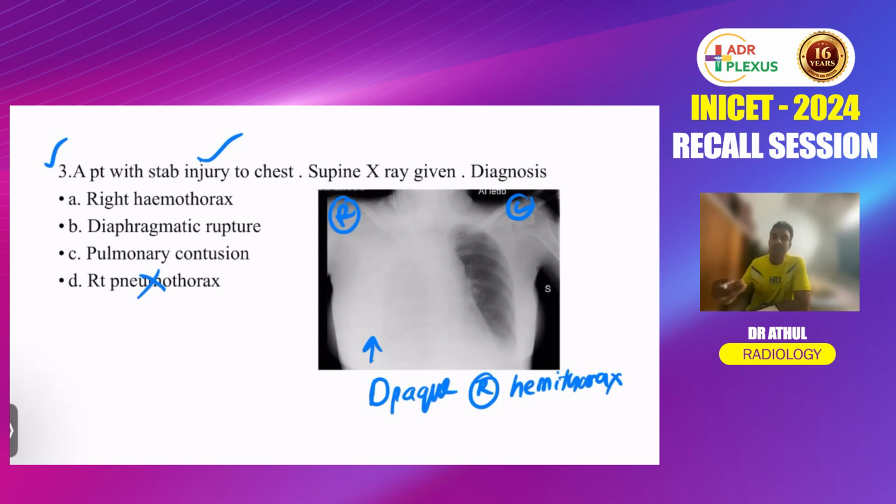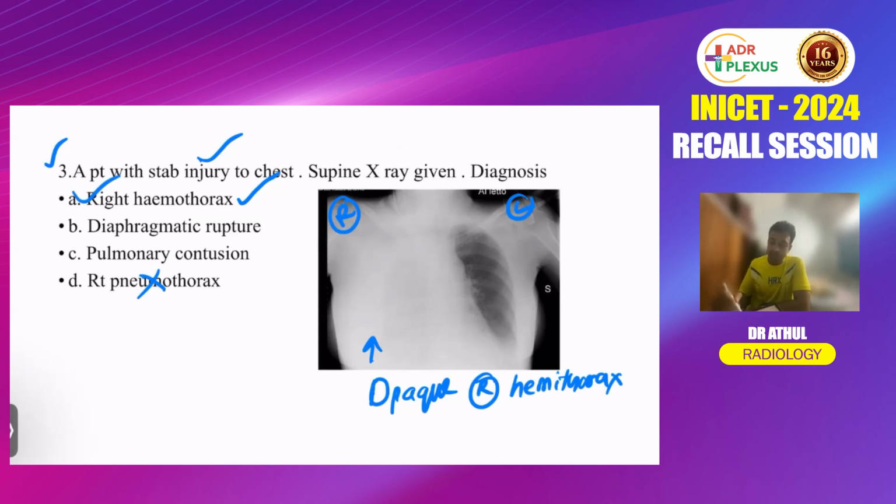What will be seen as opaque hemithorax? When there is fluid or when there is blood filling one hemithorax, you will be able to see opaque right hemithorax. So this is a complete or massive right hemothorax or right pleural effusion causing opaque right hemithorax. Okay, so the answer is right hemothorax.